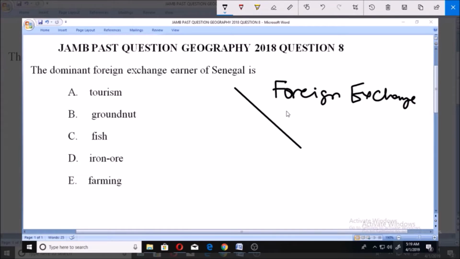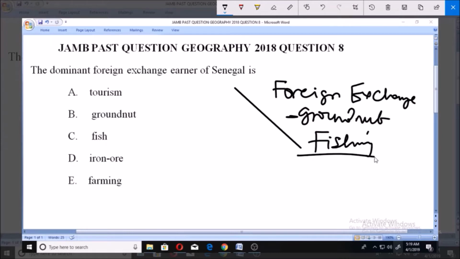Now, in the olden time, it used to be granite. Granite used to be their major source of foreign exchange, but currently it is fishing. So in some textbooks you might see granite, but currently the dominant foreign exchange earner for Senegal is fishing, and that makes option C the right answer. You will see some people saying granite because that used to be their dominant foreign exchange earner, but currently it's fishing actually.